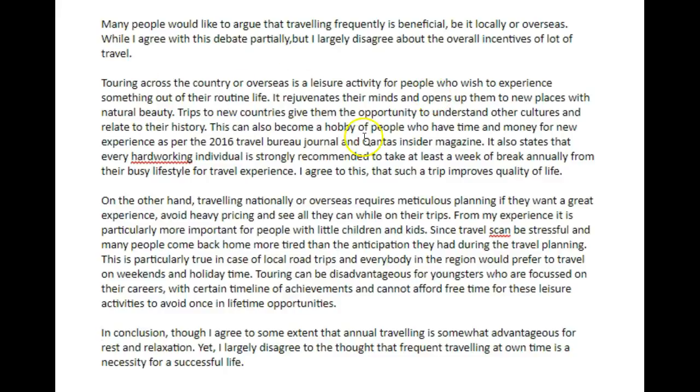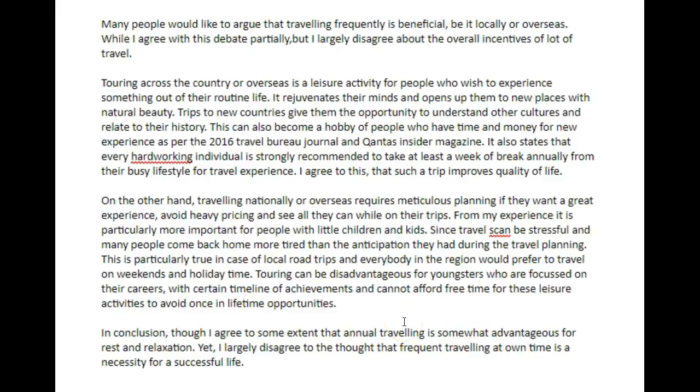So what this essay asks us to do is to consider the advantages and disadvantages of travel, both international and domestic. Now, the advantages of travelling, you've gotten a good response here. The benefit as a leisure activity to reduce stress. And I think you've fully explored it, which is good.